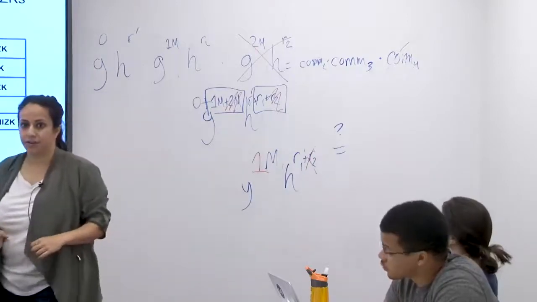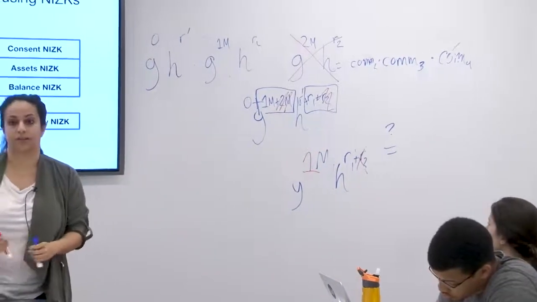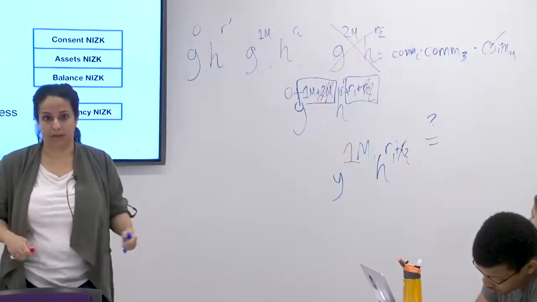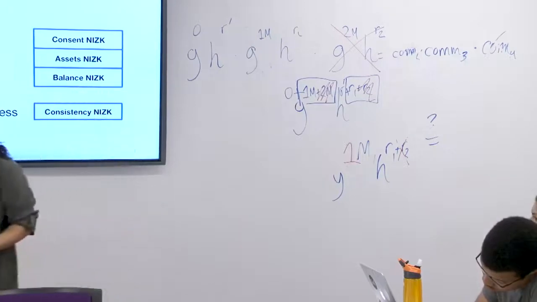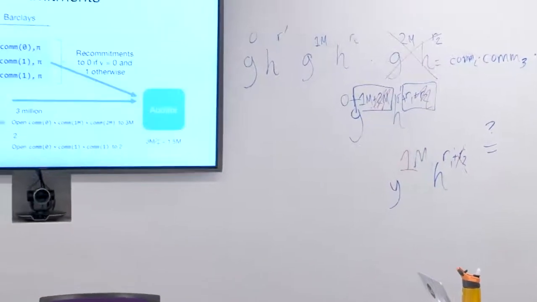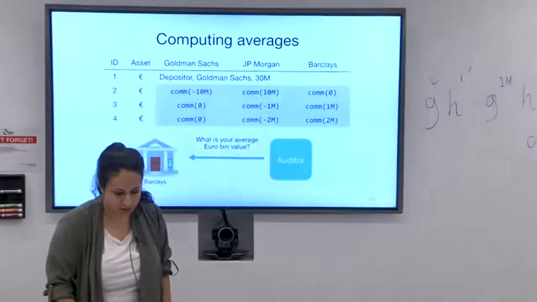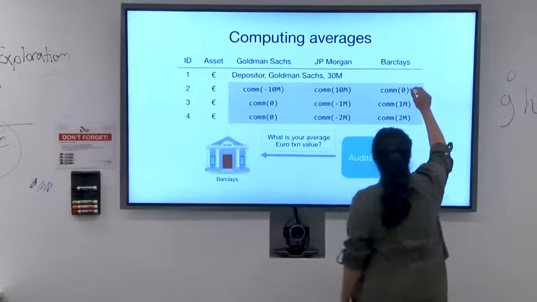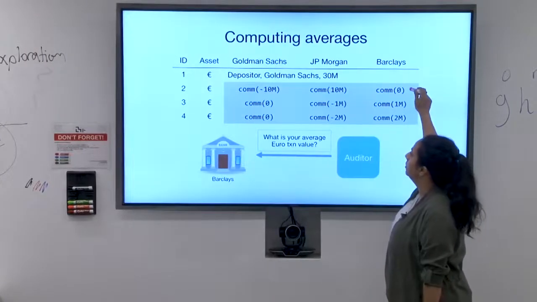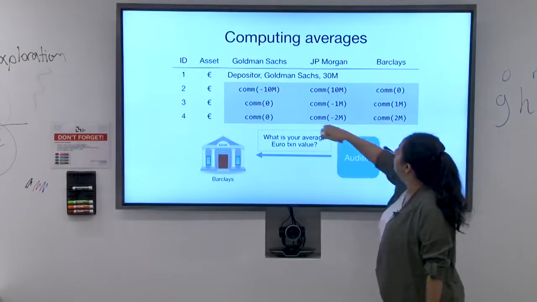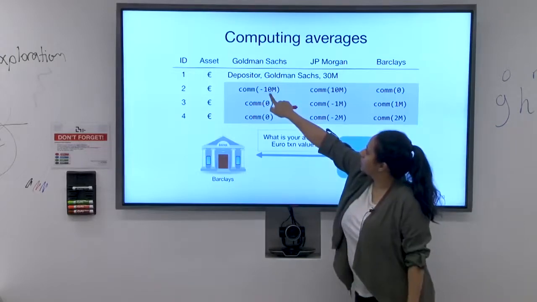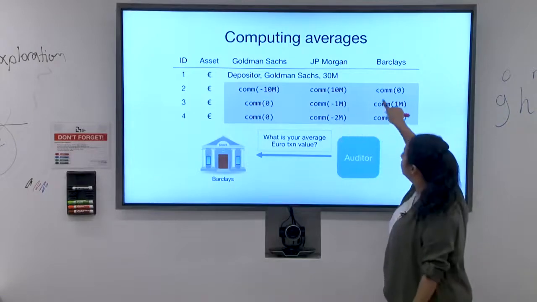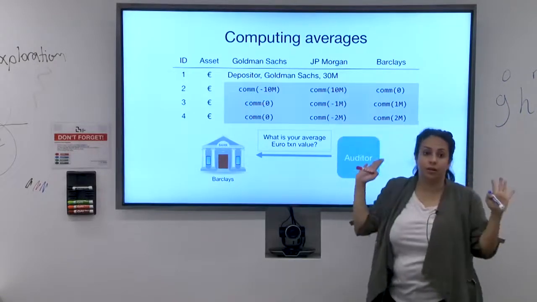Actually, in ZkLedger, if a bank is not involved in a transaction, if their commitments are to 0, they don't know their own R value, because some other bank has created that. So if we go backwards a little bit to here, Barclays wasn't involved in this transaction at all. Goldman Sachs created this transaction. JP Morgan created this one and this one. Barclays had nothing to do with them. They weren't involved at all.